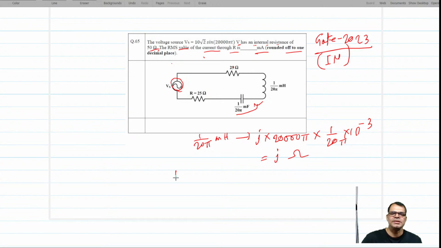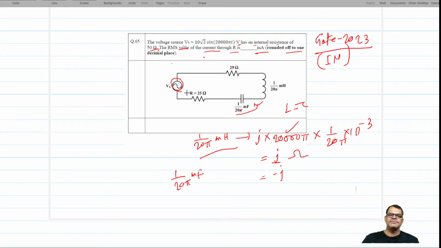Then for the capacitor, 1 upon 25 millifarad, it is minus j. You can easily see that it is simply the reciprocal of this. J omega L equal to 1 upon j omega C, because L and C values are equal. So it will be minus j.